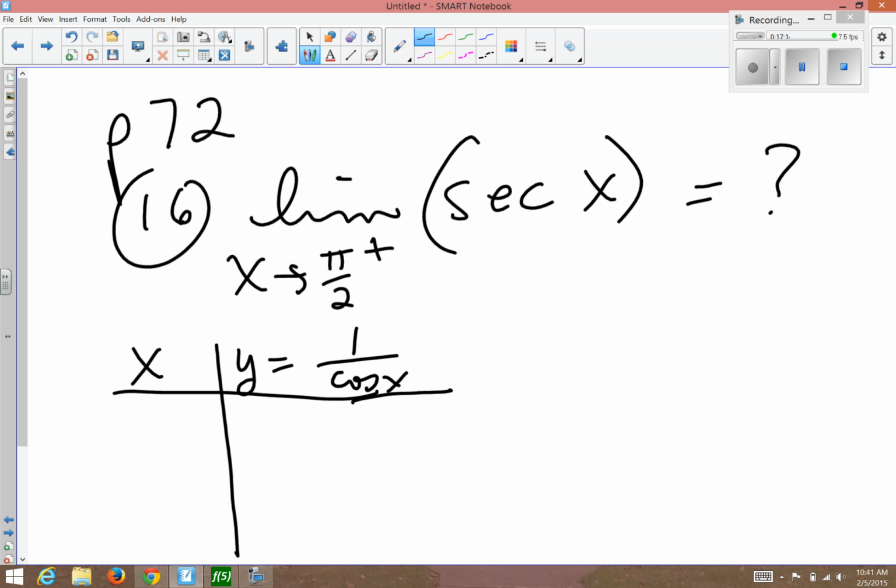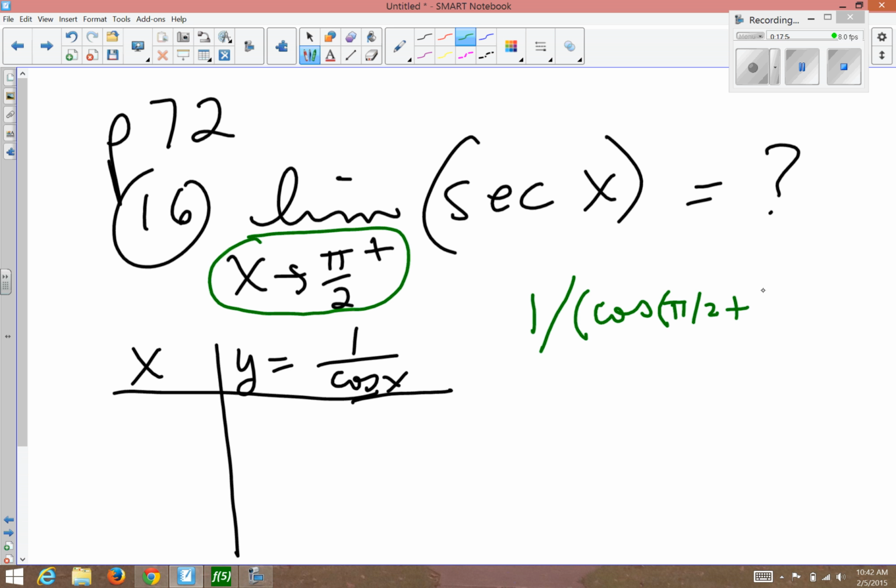And what I'm going to ask you to do is plug in numbers. We're going to plug in numbers close to pi over 2, but on the right side of pi over 2. So how do you do that? You're going to use the pi key on the calculator to calculate 1 divided by parentheses cosine parentheses pi over 2 plus a small number.